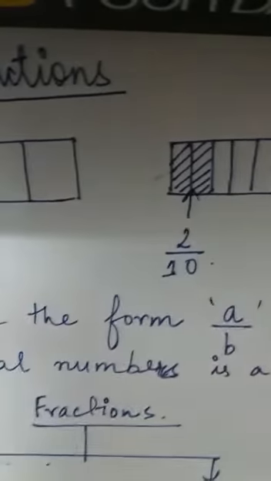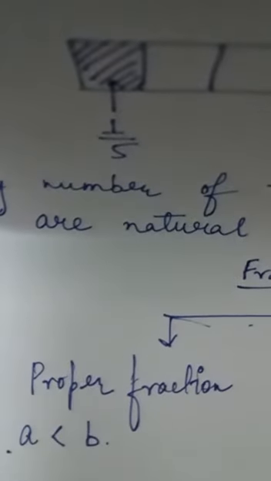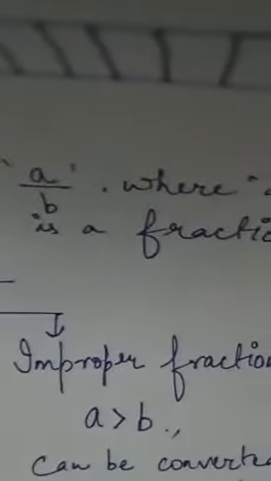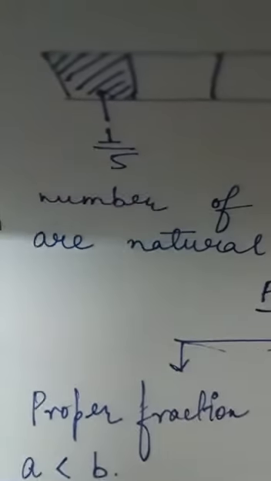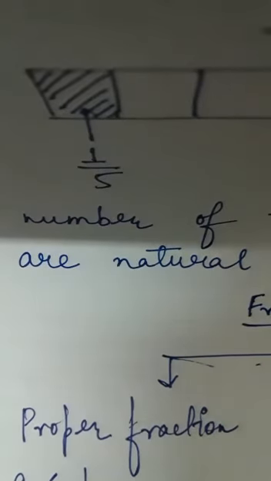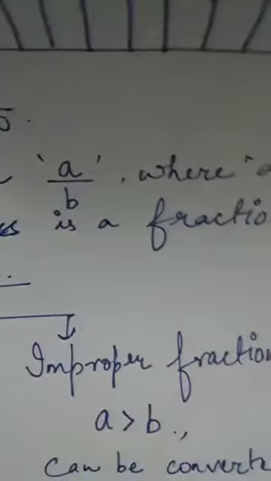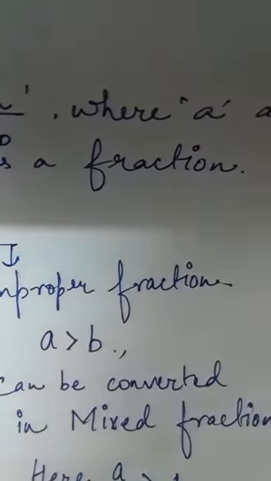Now fractions can be classified into 2 types. One is called the proper fraction and the other is the improper fraction. As the name suggests, a proper fraction is actually proper and we don't have to do anything with that, whereas an improper fraction can be converted into a mixed fraction. What a mixed fraction is will come in our coming videos.